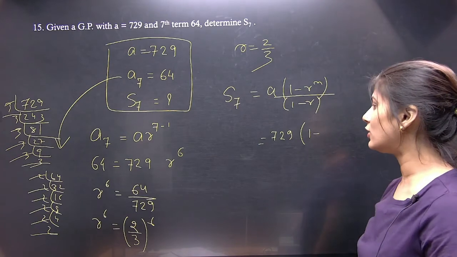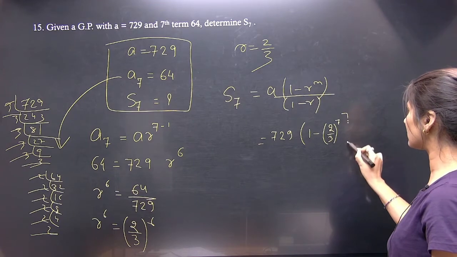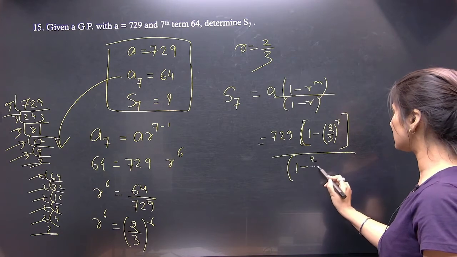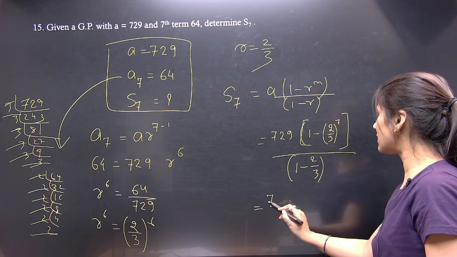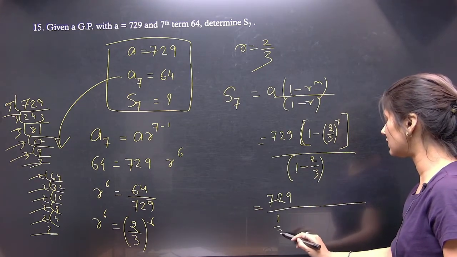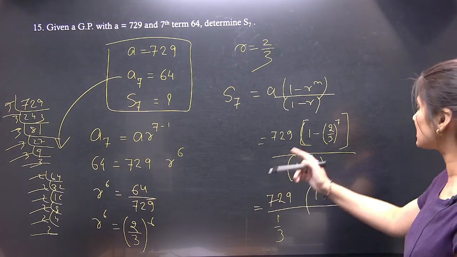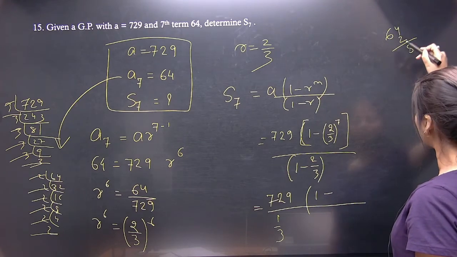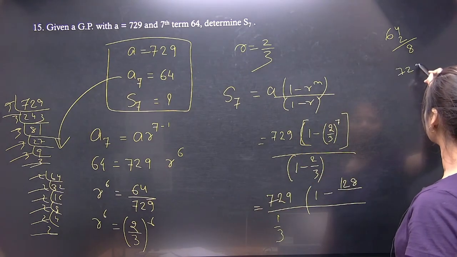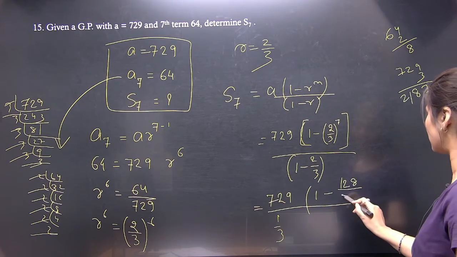1 minus the value of r, which is (2/3) to the power 7, and at the denominator 1 minus r, that is 2/3. So it is 729 by (3 minus 2), so it is 1 by 3. And here it will be 1 minus 2 to the power 7, which is 128, by 3 to the power 7, which is 2187.